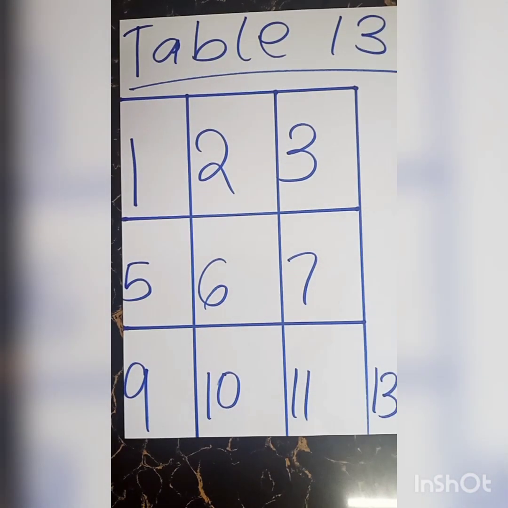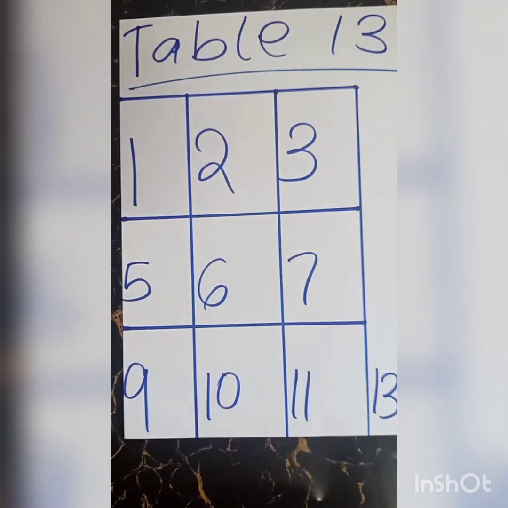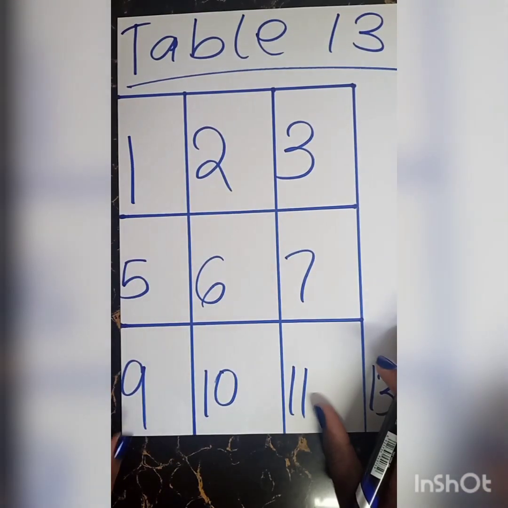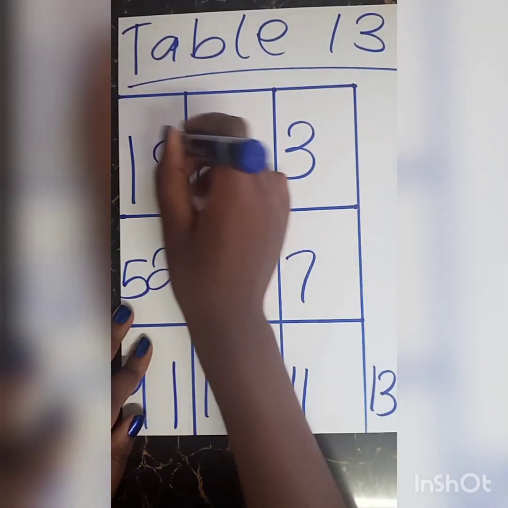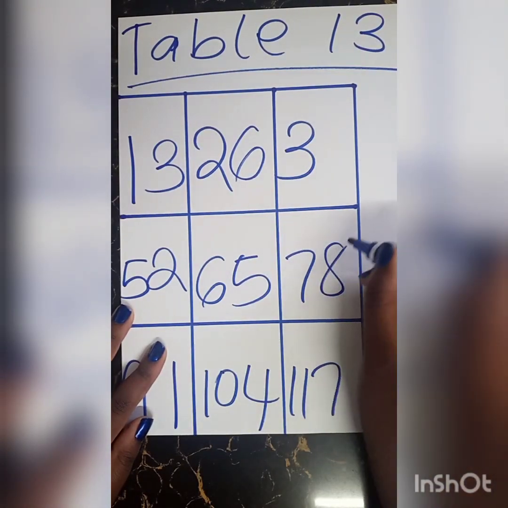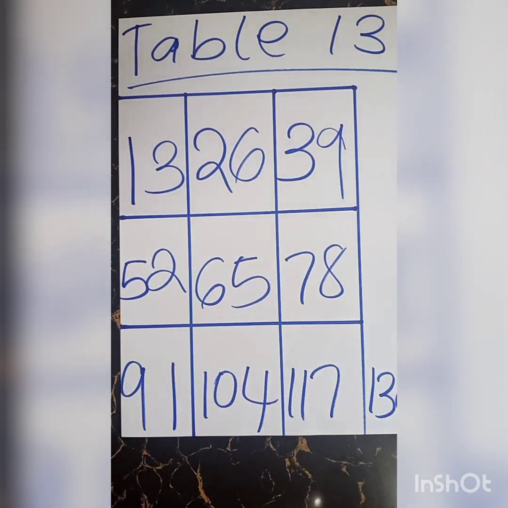And here, we'll be using the same pattern we used for tables 3 and 6. So, I'll write all the digits from 1 to 9 from the bottom as we go up. Bottom up. Are you together? So we have 1, 2, 3, 4, 5, 6, 7, 8, 9, and we add a 0 over here. And just like that, you have your table 13.